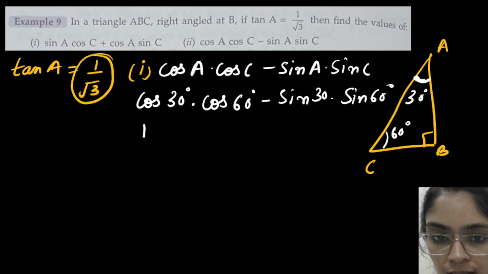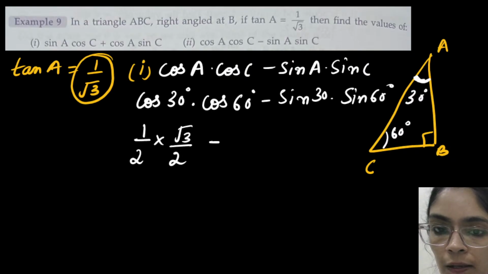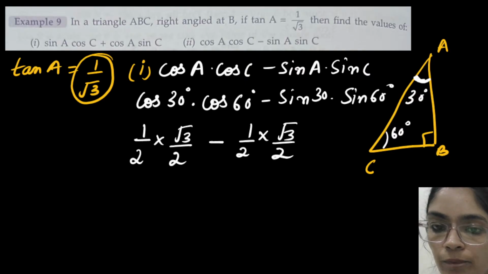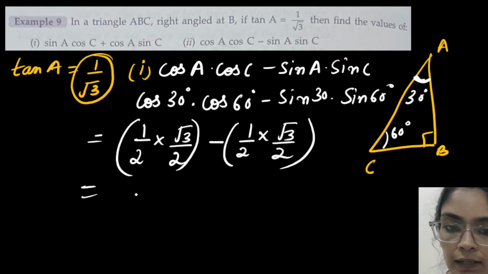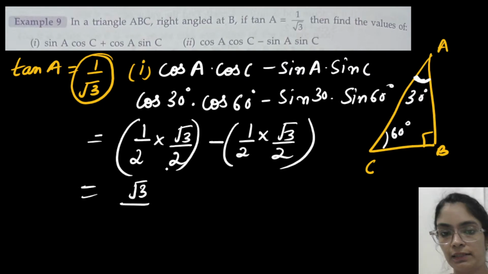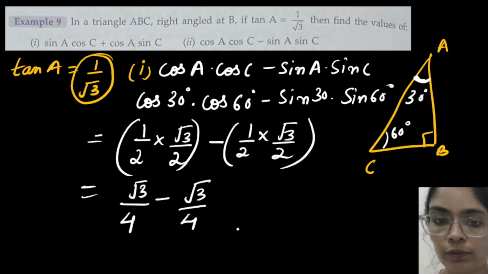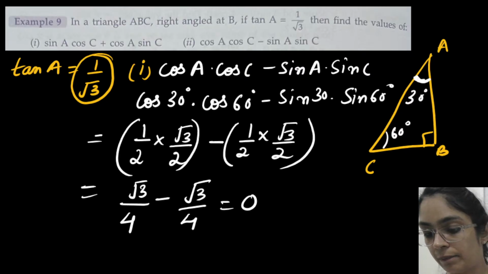So cos 30 is 1 by 2, cos 60 is root 3 by 2, minus sin 30 is 1 by 2, sin 60 is root 3 by 2. Again, first multiplication, then subtraction. So 1 into root 3 is root 3. Numerator with numerator, denominator with denominator, we have to multiply. So root 3 by 4 minus root 3 by 4. If you subtract the same number from itself, the answer will be 0. So the second one's answer is 0. Yes, 0 is correct.